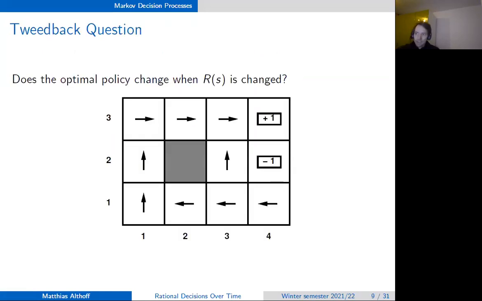So then let's start with the first tweetback question. So this is the optimal policy. Would the optimal policy change if the cost for each step would change? This is a rather simple question as a warm-up question.